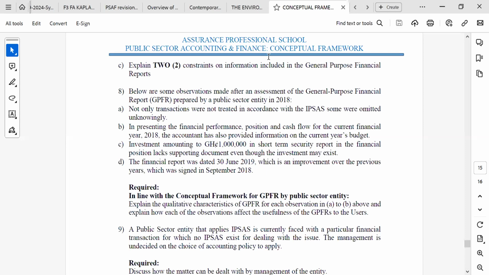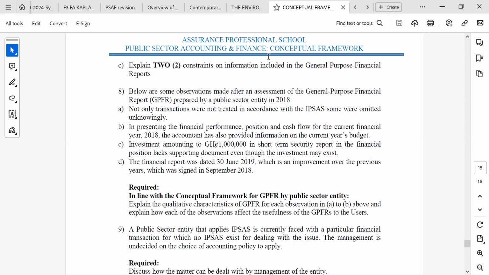Comparability is a situation where the user should be able to identify the similarities in and the difference between two different phenomena. So you can see that the budget information is a different one, and the statement itself is also a different one, so we can be able to compare. So now Mike, you were the one who asked about adding budget. Yeah, it's the same thing. So I took it from the point of, you say in presenting the financial performance, position and cash flow for the current financial year. Okay, current. I missed that one. So I think comparability is right. All right, thank you.